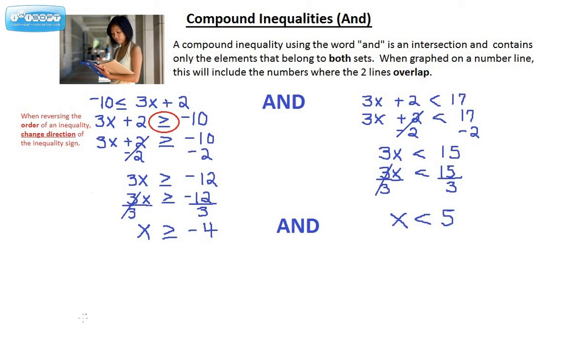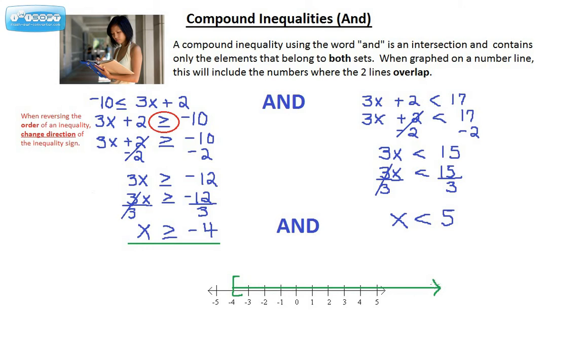So now we're ready to graph this. Here we have our number line. Let's graph our first inequality in green. This inequality has an equal sign under it, and this means that negative 4 is included. So on the graph we use a bracket, which means it includes negative 4, and the numbers that are greater than negative 4 go toward the positive end of the number line.